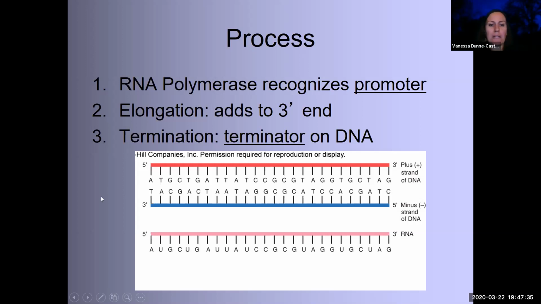And this process will continue all the way until the terminator region is reached at the end of that double-stranded DNA molecule, at which point the polymerase complex will fall off, and the mRNA will disassociate and form something called a hairpin loop to terminate that process.